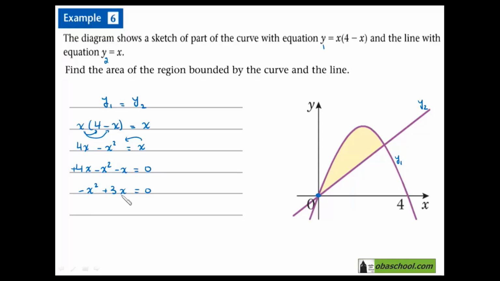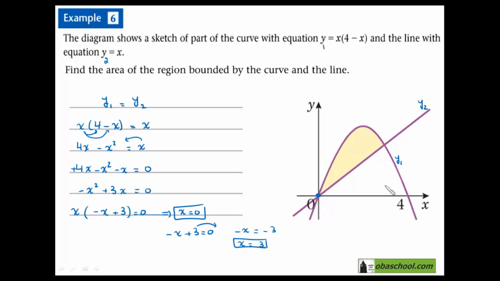Remember that this is a quadratic equation which equals 0. The easiest way is to factorize. The common factor is x, multiplied by minus x plus 3, all equal to 0. The first value is x equals 0. As you can see, we already have it on the sketch. Now the second value, minus x plus 3 equals 0. Minus x is equal to minus 3, so x is equal to 3.